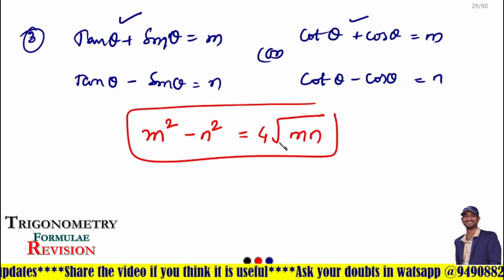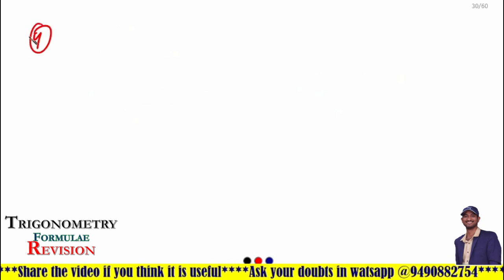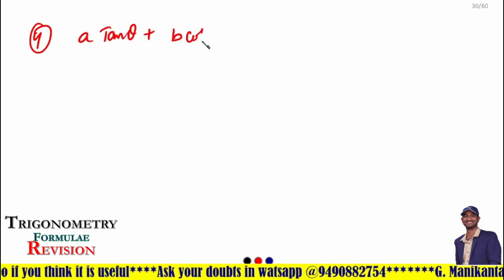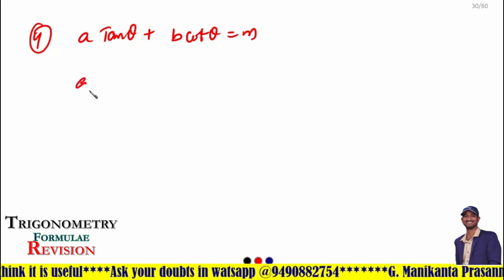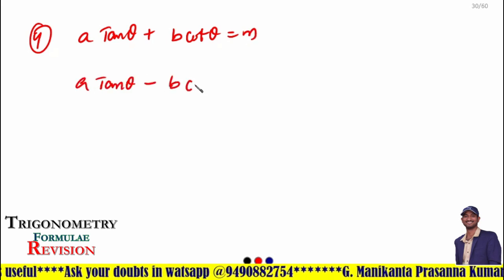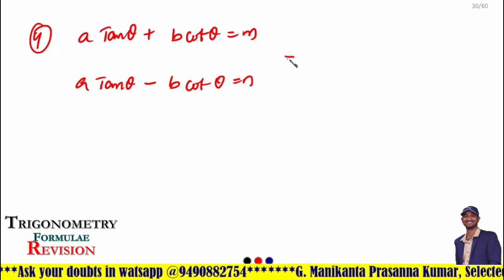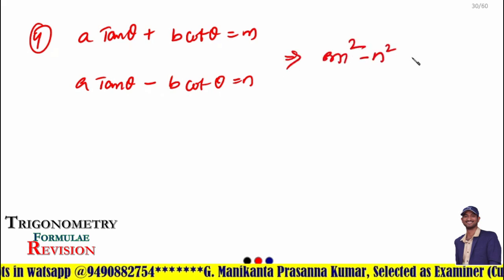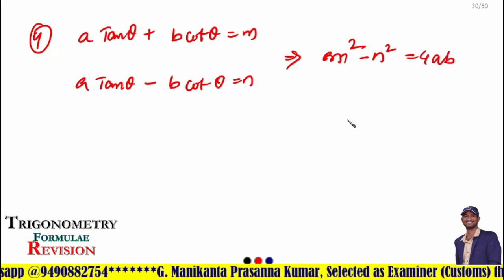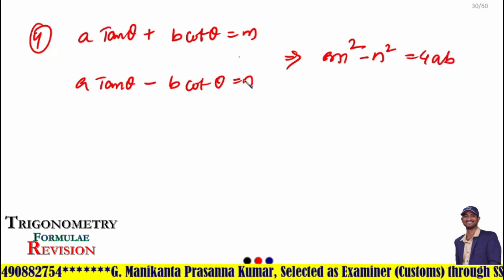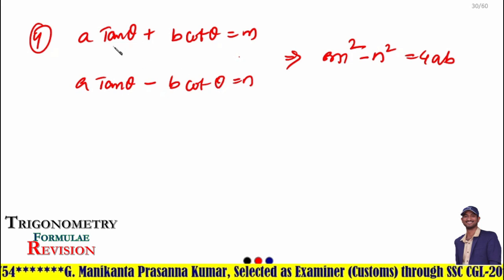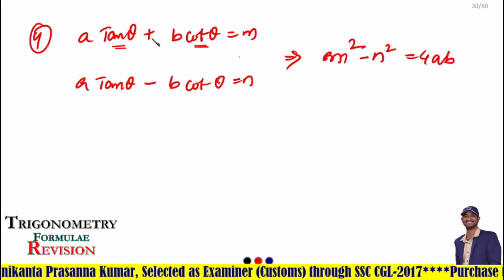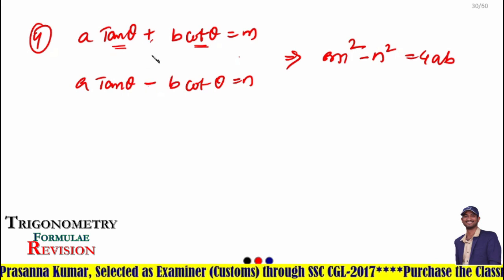Next, the fourth formula is whenever a tan theta plus b cot theta is equal to m and a tan theta minus b cot theta is equal to n, then definitely m square minus n square is always equal to 4ab. Here tan and cot are given. Please observe tan and cot, and one is plus and one is minus.